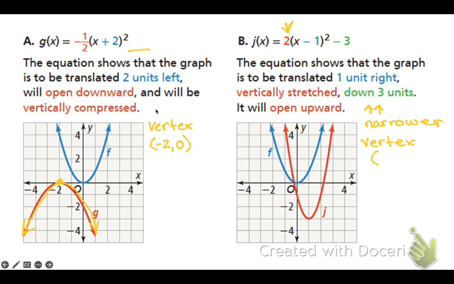Negative 1, negative 3. What's he forgetting about my h? Positive 1, negative 3. So positive 1, negative 3 is my vertex. It opens up.